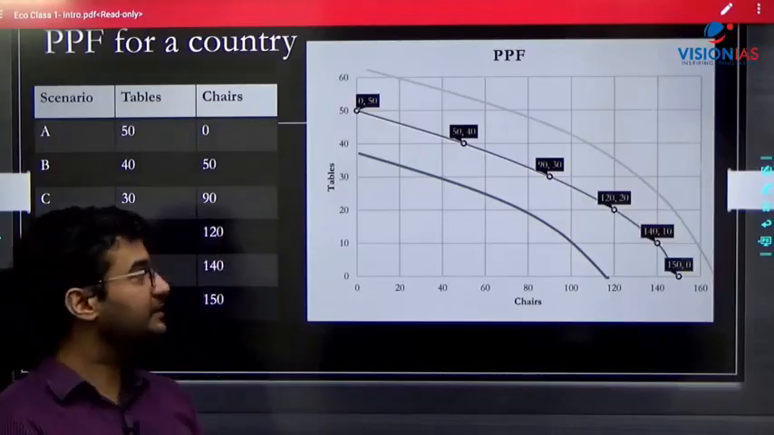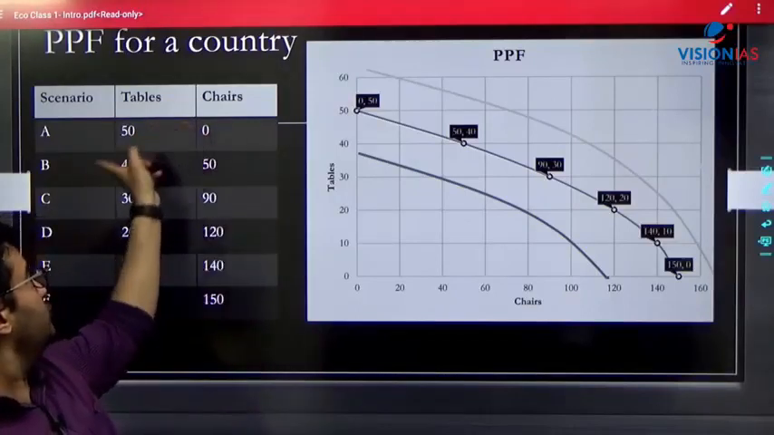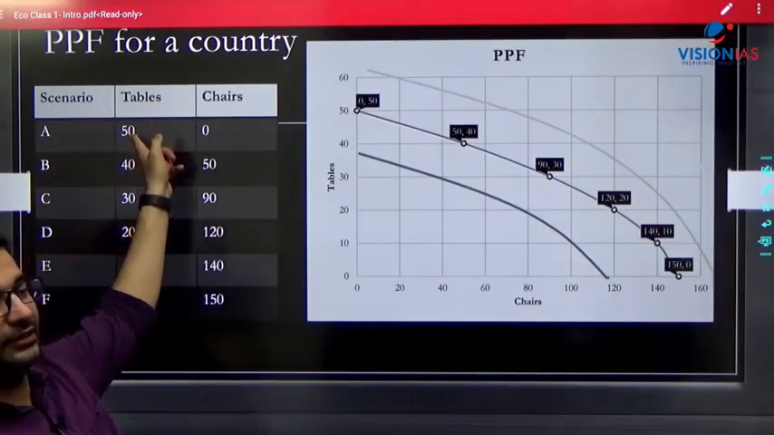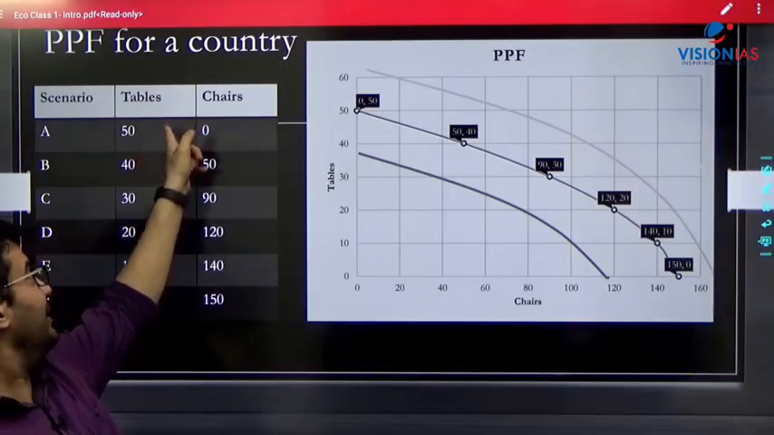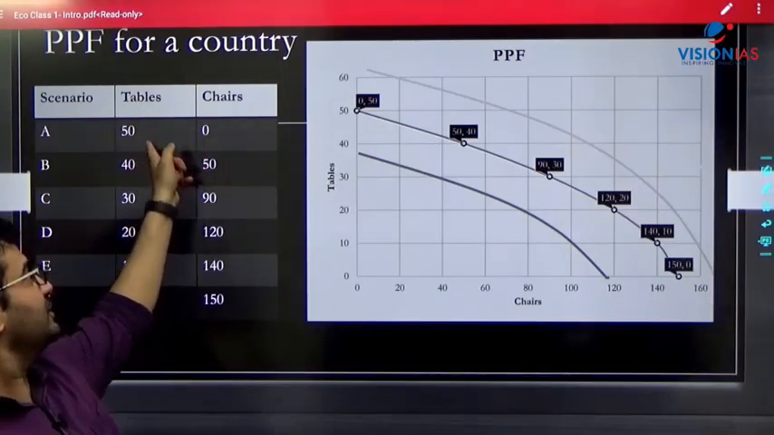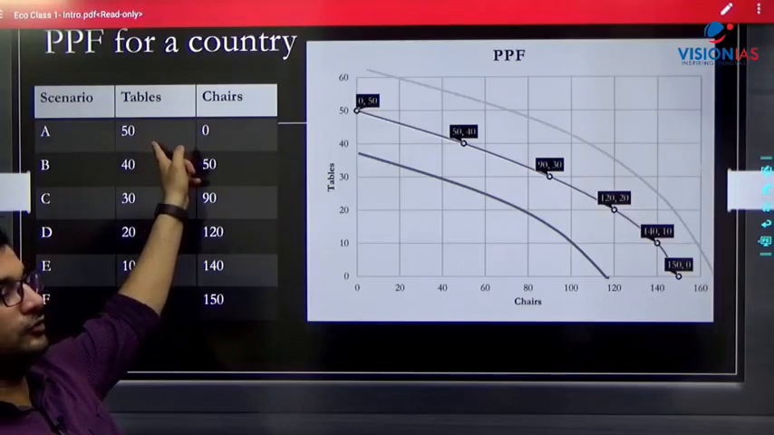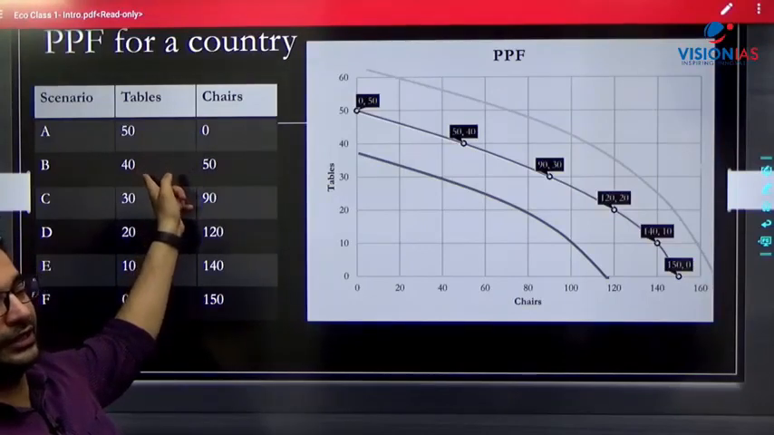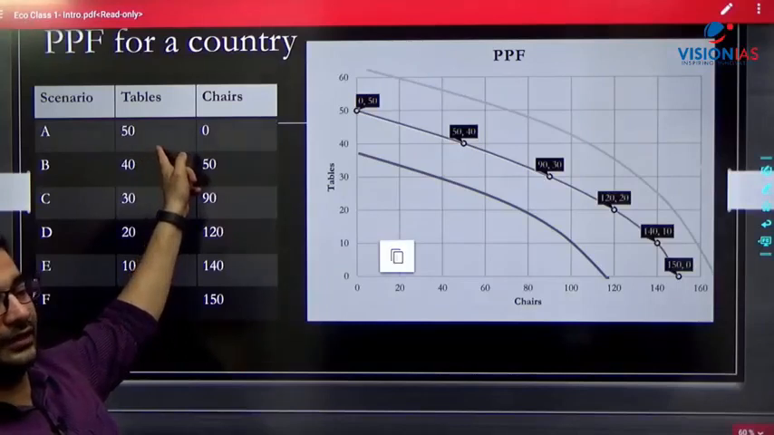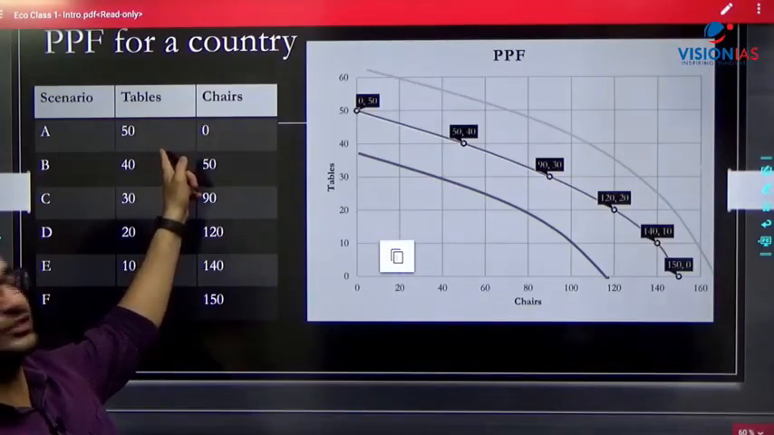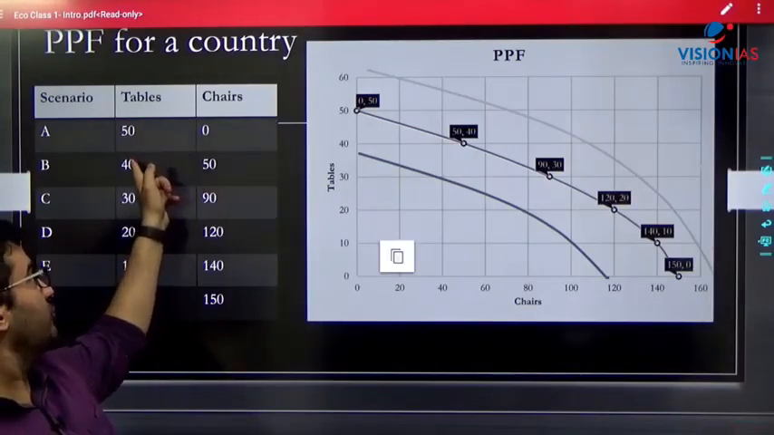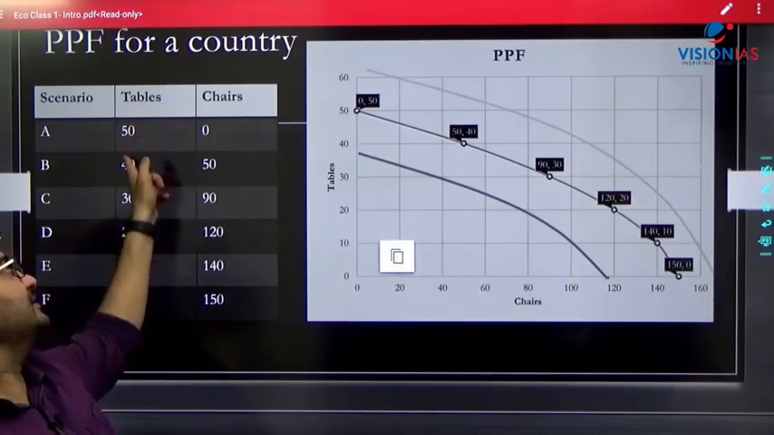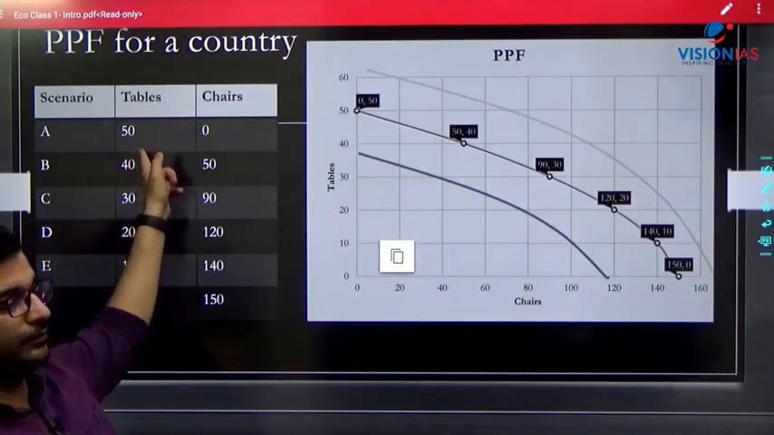Opportunity cost is when you choose B over A. For example, here, when you choose B over A, opportunity cost is what is the benefit that you forego. You are foregoing 10 tables. 10 less tables are produced here in B over A. So therefore the opportunity cost of B over A is 10 tables, the benefit that you forego.